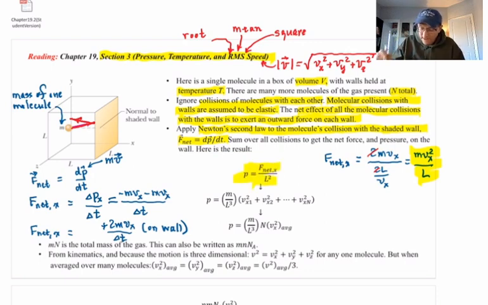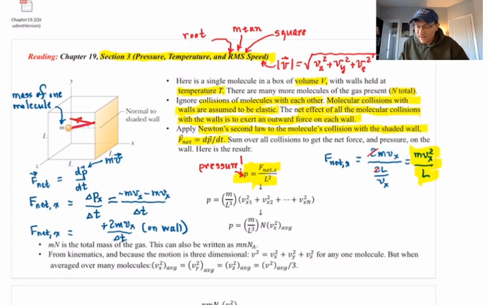So now, warning, danger, danger, this little p symbol now stands for pressure. We're done with the momentum symbol. Little p now means pressure. And so what this formula says to do is take the total X force from every one of the capital N molecules colliding with the shaded wall divided by the area of the shaded wall, L squared.